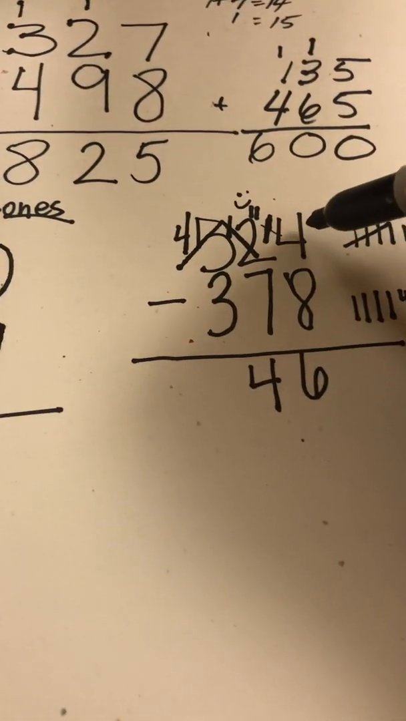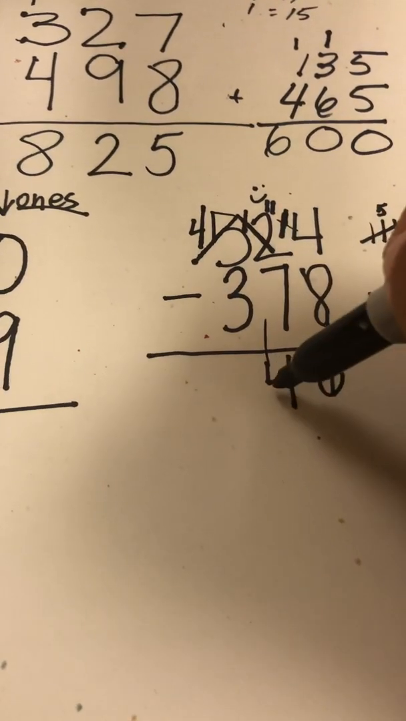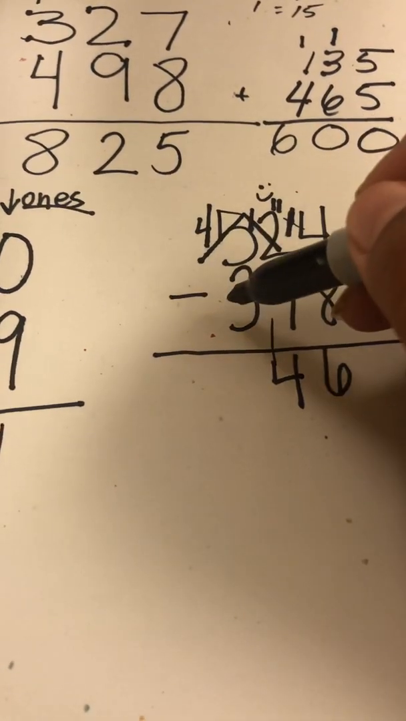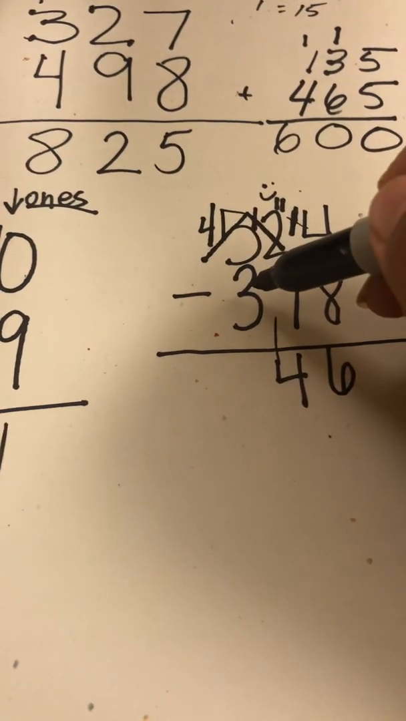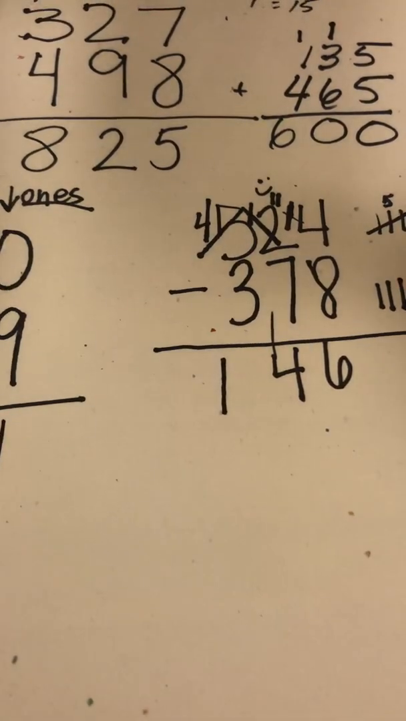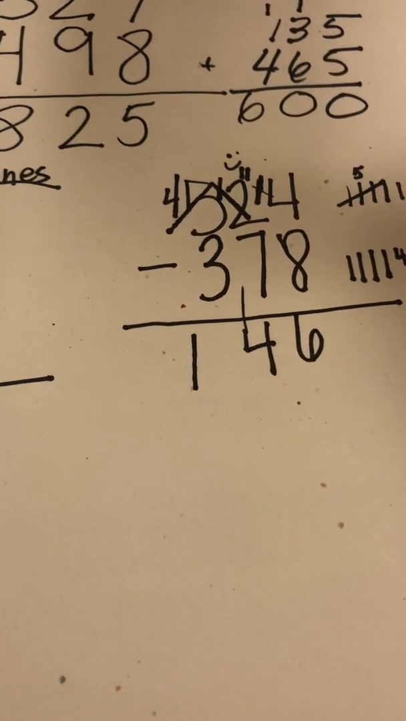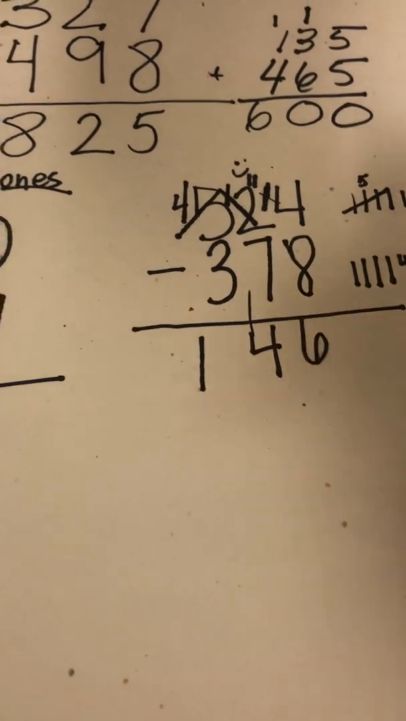Now I moved from, I went to the ones place, I finished. I went to the tens place, I finished. Now I'm going to the hundreds place. 4 minus 3 equals 1. And there's your answer, 146. I hope that helps.